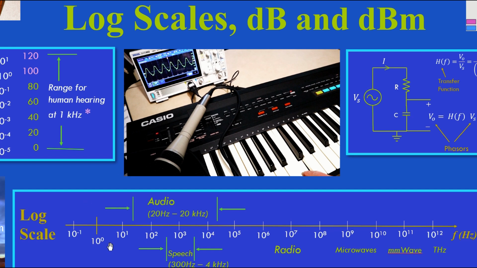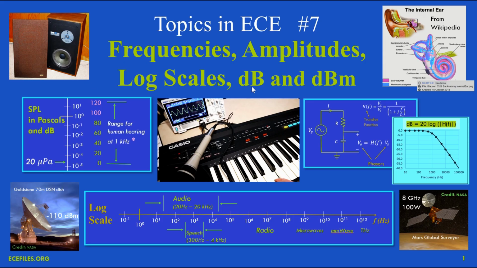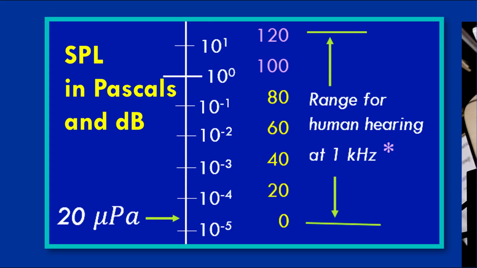Down here at the bottom, we'll go into this in some depth, but you can see the audio frequency spectrum, and you can also see radio waves up here. And in order to fit all those frequencies, which is like 12 orders of magnitude on one plot, we use what's called log scaling. And dB, or decibels, is used for the same reason.